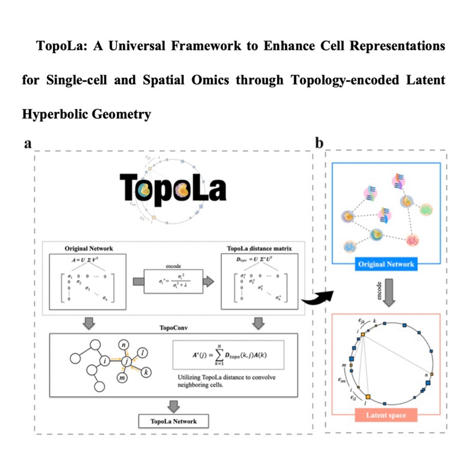So if we're in this curved space, we need a new way to measure distance, a new ruler. How does TopoLa measure the distance between cells? It can't just be how far apart they are physically, right? Correct. It needs to capture that network structure. And that brings us to TopoLa's first key piece. The TopoLa distance, or TLD. TLD is the metric for measuring distance in this latent hyperbolic space. And how is it calculated?